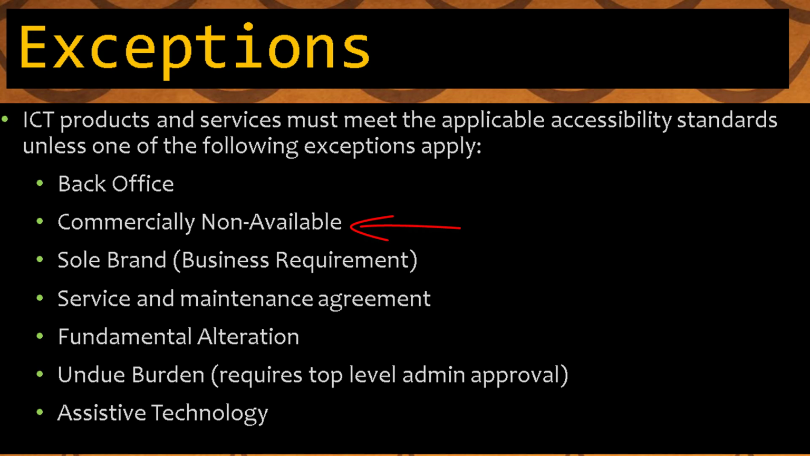Commercially non-available would mean a product that was programmed possibly by a research arm of another school or even our own school. They created some programming to do a particular activity. That is another exception we use. We don't really use the sole brand, but there are times where that kind of overlaps with the commercially non-available. So when a product is commercially non-available and it just becomes available, it may not be available where you can compare products. We also look at our service and maintenance agreements. They're on an exception. We don't have to evaluate that.